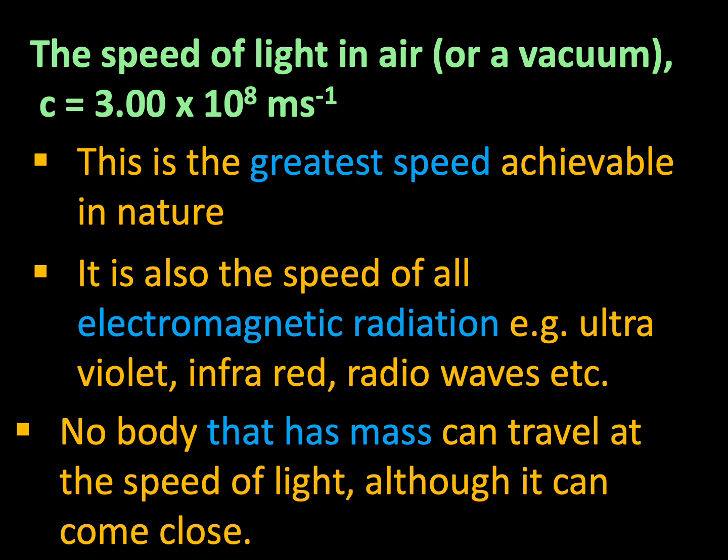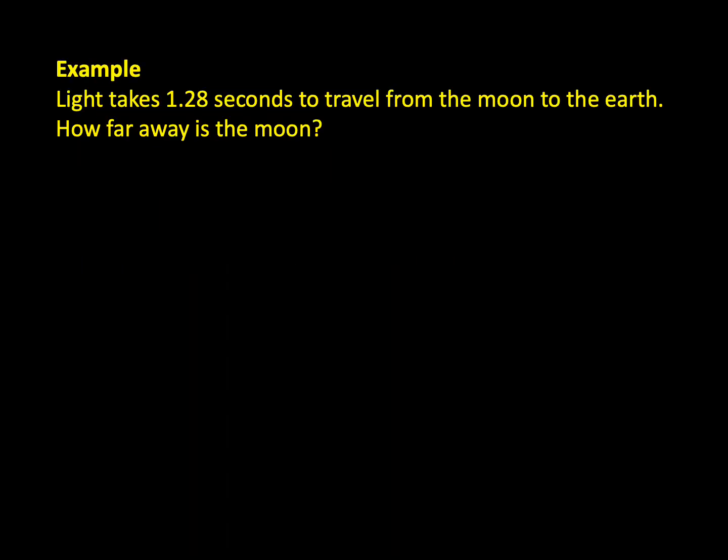I feel a worked example coming on, so let's do one now. As before, if you've not done this worked example before, pause the slideshow and calculate the answer first. If you have done it before, you can treat this as revision. So we wanted to work out how far away is the moon if light takes 1.28 seconds to travel from the moon to the Earth.